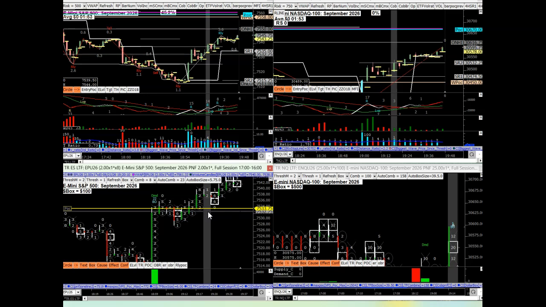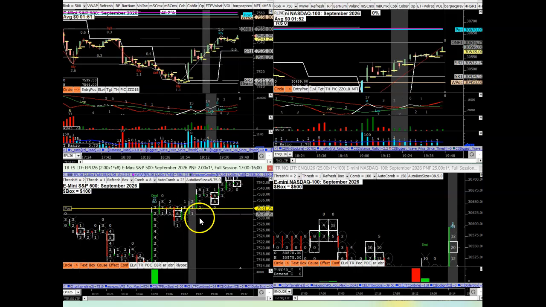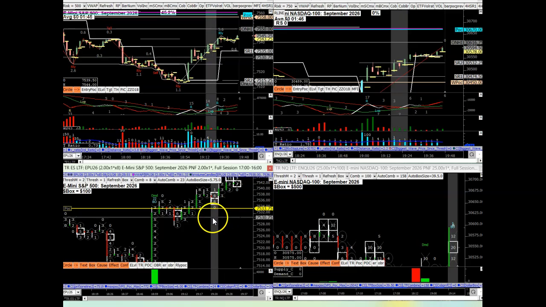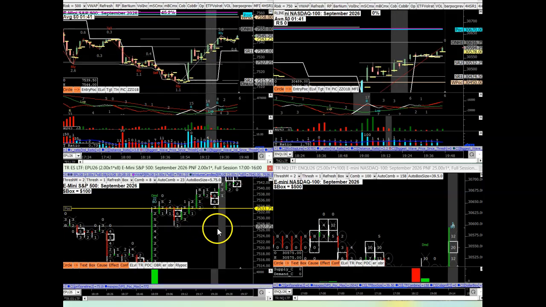Then the question of when to buy. As soon as it comes back here, you get a green bar, preferably a strong green bar. And that's all I need to know. So that means that they're still there and buying more.